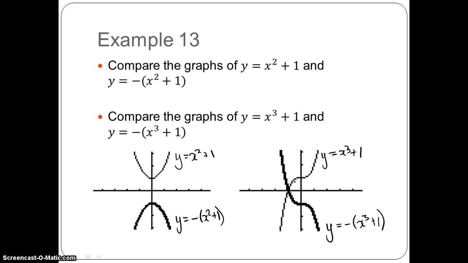Is this a general rule? Well, what do we say? We say that the graph of y is equal to negative of x squared plus 1 is obtained by reflecting y is equal to x squared plus 1 along the x-axis, or in the x-axis. Similarly, the curve of y is equal to negative of x cubed plus 1 is a reflection of the curve y is equal to x cubed plus 1 in the x-axis.